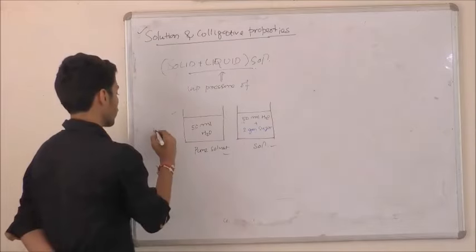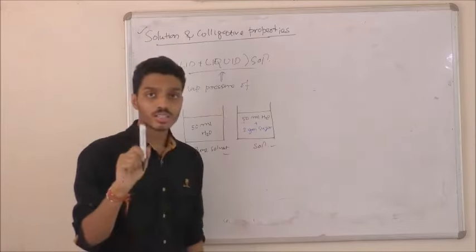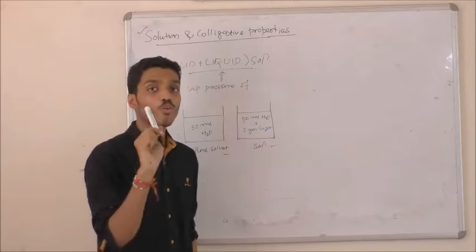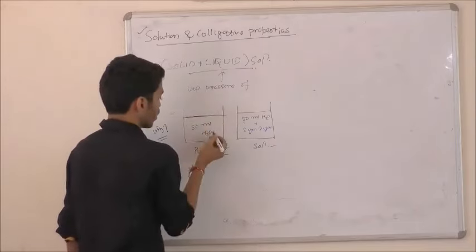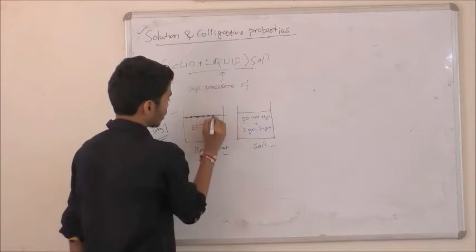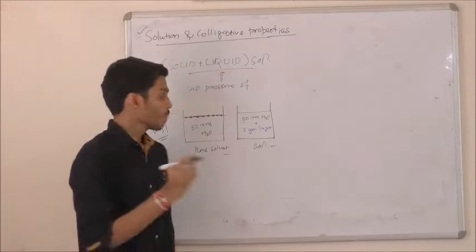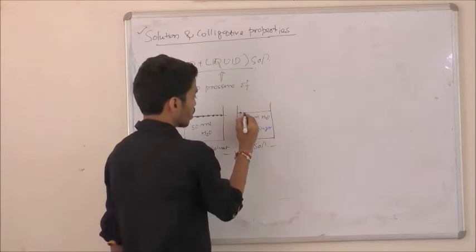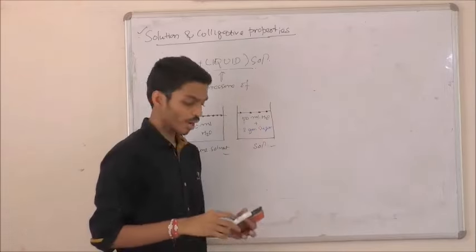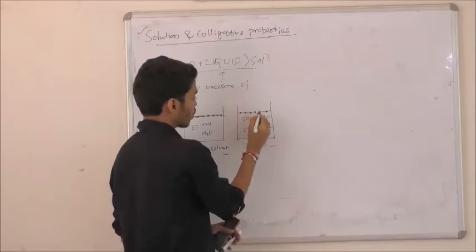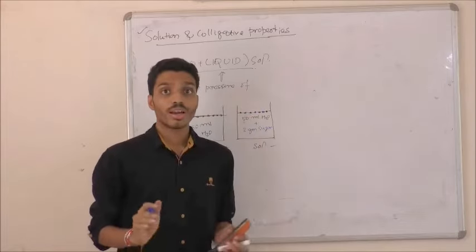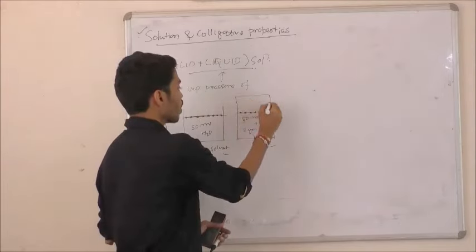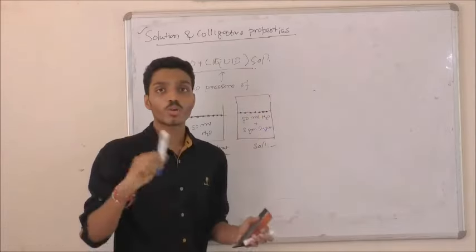Now the question is why it will be different. You can see in the pure solvent, only solvent particles are present on the surface of the liquid. Whereas in the solution, solvent molecules are present on the surface, that's fine, but solute molecules also come to the surface. These solute molecules hinder the solvent molecules from going to the vapor phase.